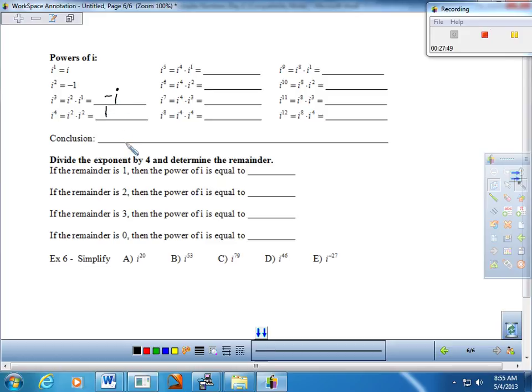Interesting. Now watch what happens over here. And it would actually be great, now that I'm thinking about it, for you to pause the video and try to do 5 through 12 on your own. Then come on back and see how you did.